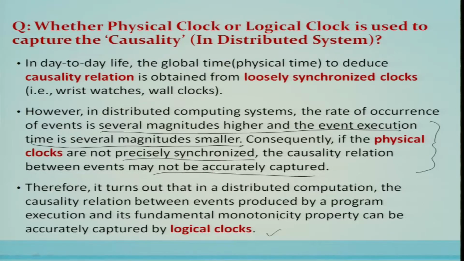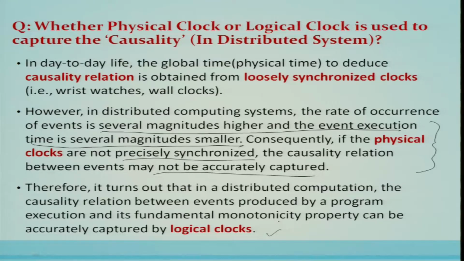So if physical clocks are used, physical clocks using the Network Time Protocol can basically synchronize up to tens of milliseconds. But if the number of events is several magnitudes higher and the event execution time is several magnitudes smaller, and does not fit into that accuracy, then physical clocks, even the Network Time Protocol, will not be useful for distributed system applications.